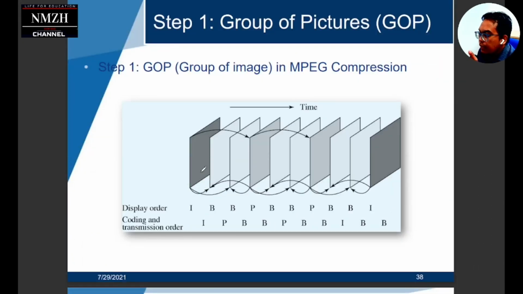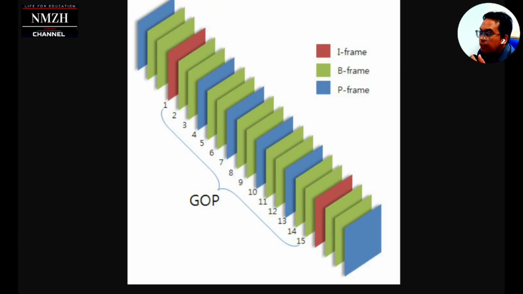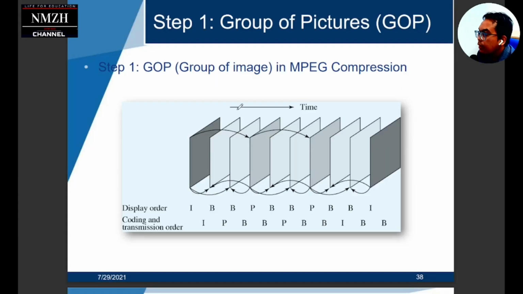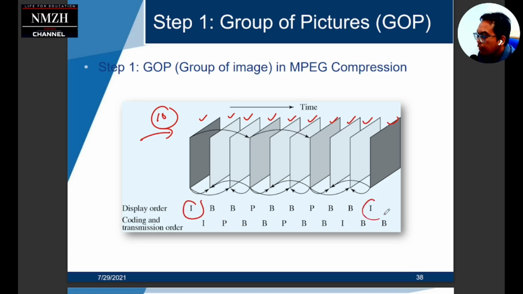Okay, so to compare with the example that I show in this particular slide, we have GOP 15, right? So now, how many do we have? 1, 2, 3, 4, 5, 6, 7. Okay, we have 10, guys. So it could also be 10, but the thing is the I over here and over there. So that would be in the frame matter.